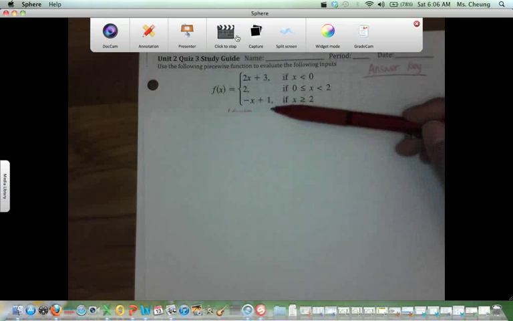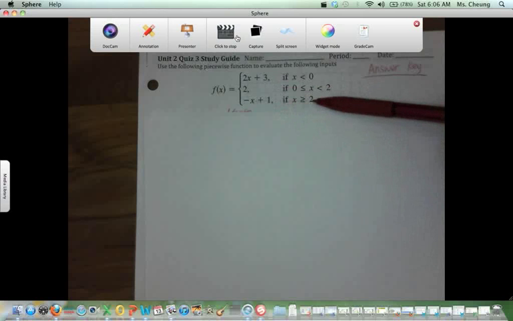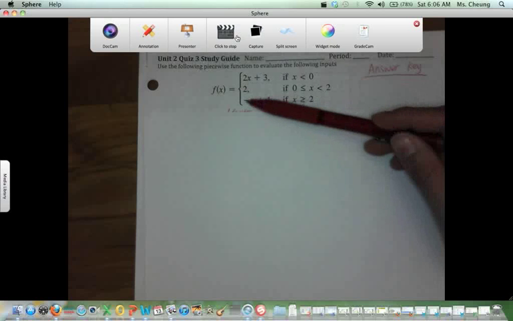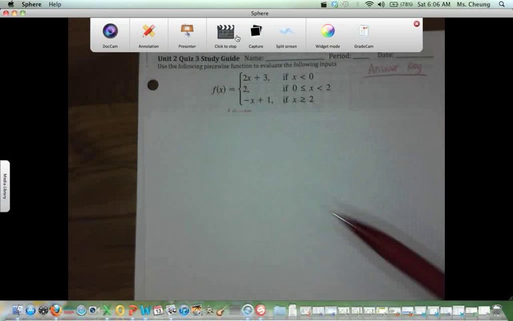And the last one is negative x plus 1 for whatever x value is greater than or equal to 2, like 2, 3, 4, 5, 6. So you have to substitute into the last one, which is negative x plus 1.